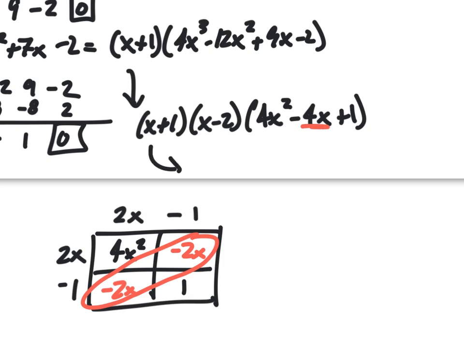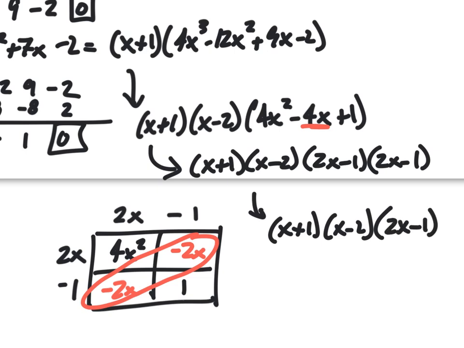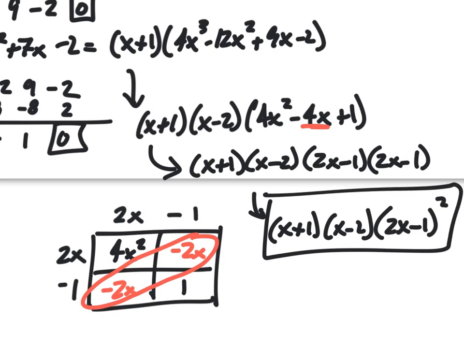So now what I've got is x plus 1, x minus 2, then 2x minus 1, and 2x minus 1. I could even rewrite it like this: x plus 1 times x minus 2, and then 2x minus 1, that factor, quantity squared. Okay, so this is factored completely. I have factored this completely.